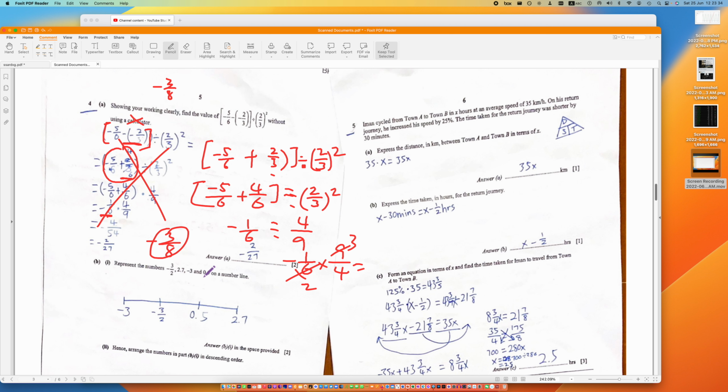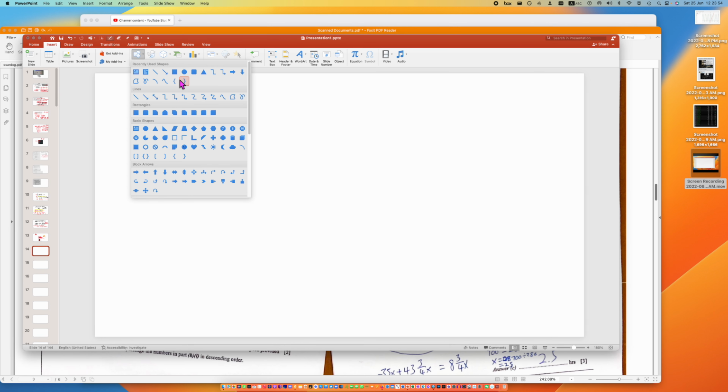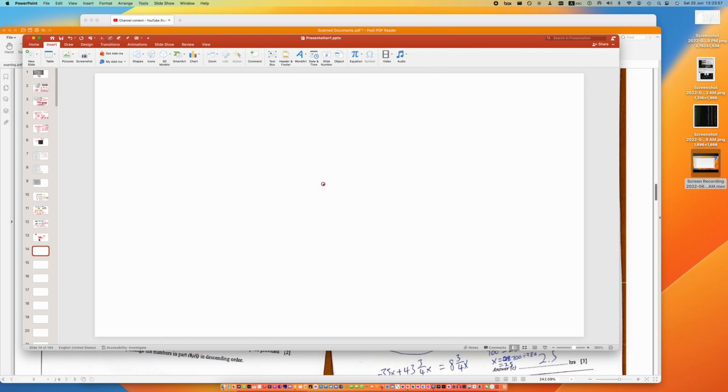Okay, this is to represent numbers on the number line. So, okay, first thing first, your number line is not good enough. You know why I say so? Number one, it has to be a straight line, because you have the ruler with you, so you have to show that you use a ruler. Okay, so first thing, use a ruler. So assume that I'm using a ruler.